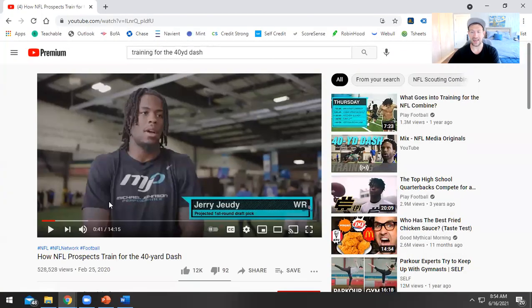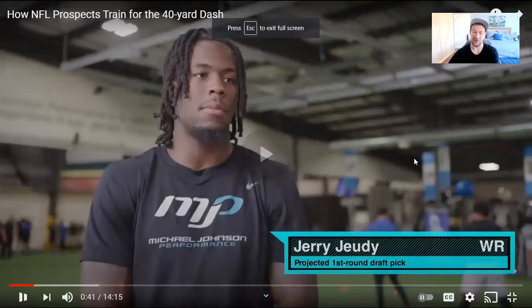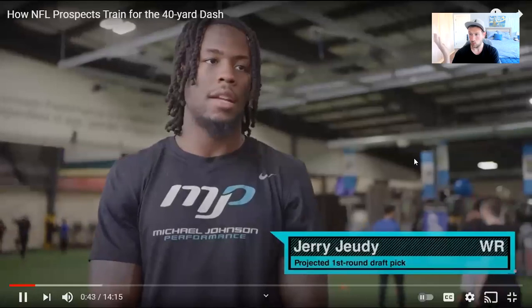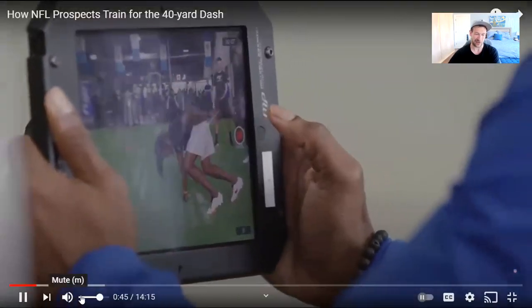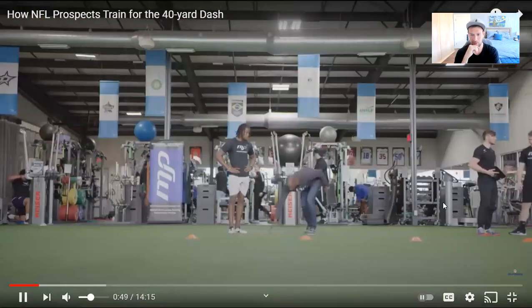But there you can see, like, they are focused entirely on learning how to accelerate as possible. And it's kind of cool. Like this is Michael Johnson's gym, by the way, who used to be an Olympic, very famous 100-meter dasher. Had the record until Usain Bolt came along.